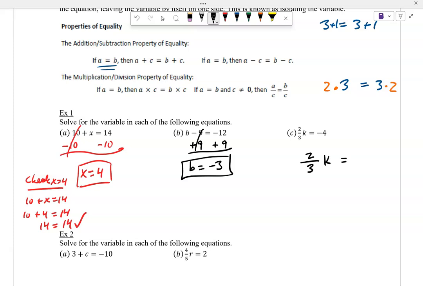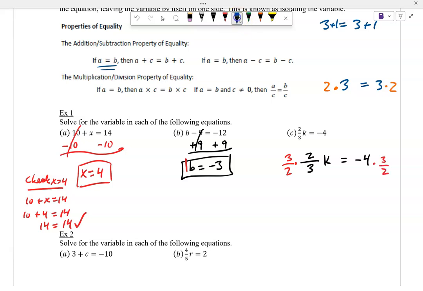2/3 k equals negative 4. Now we want 1k. Kind of like this one we did just right before. 1b was what we have. We just don't write the 1 there, do we? But we want a 1 in front of the variable to have it be isolated. So how could I have this be a 1k? Well, if I multiply this by its reciprocal, if I do it to that side, remember I got to do it to the other side.